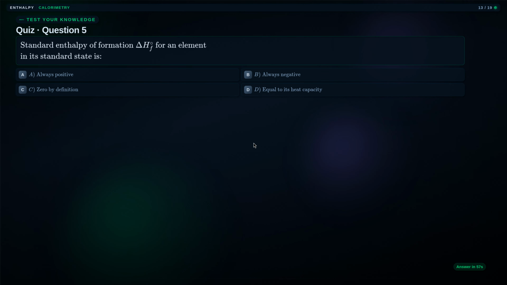Quiz question 5. Standard enthalpy of formation for an element in its standard state is what? Option A, always positive. Option B, always negative. Option C, 0 by definition. Option D, equal to its heat capacity. Study the options and select your answer.